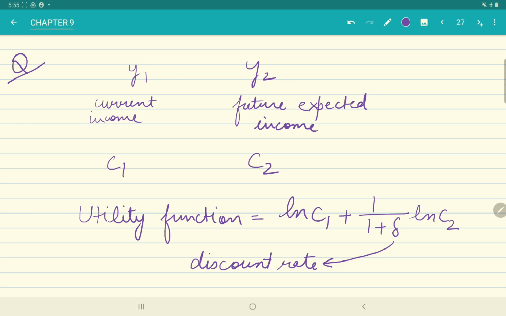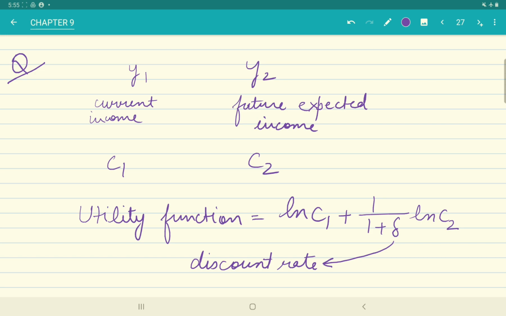So the point to note here is, till now what we have understood is that there is a student whose current income is y1 and she expects future income y2. She is going to plan her current consumption and her future consumption, C1 and C2 respectively, and her motive is to maximize the utility function. It is ln C1 plus 1 by 1 plus delta ln C2, and here this delta is her discount rate.